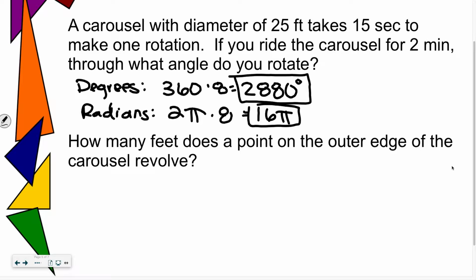So go ahead and talk to your group now, come up with a plan. Now we're applying arc length and area of a sector.